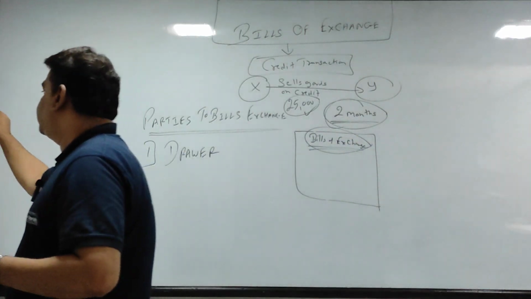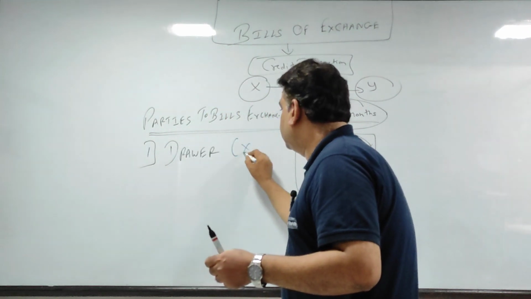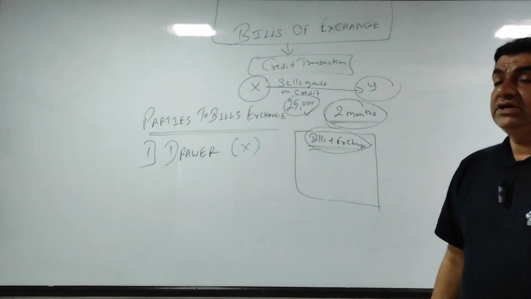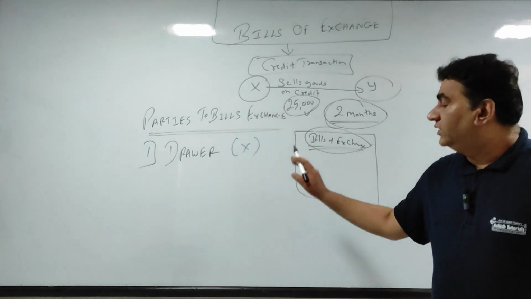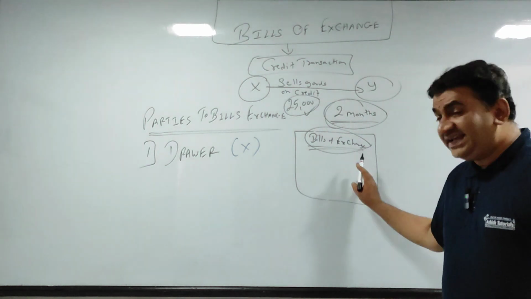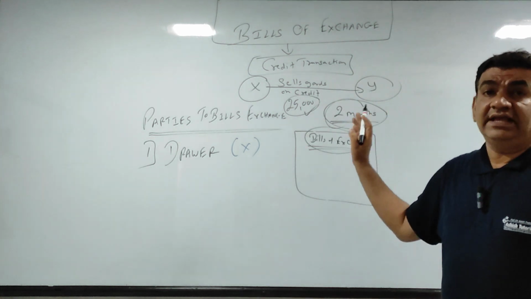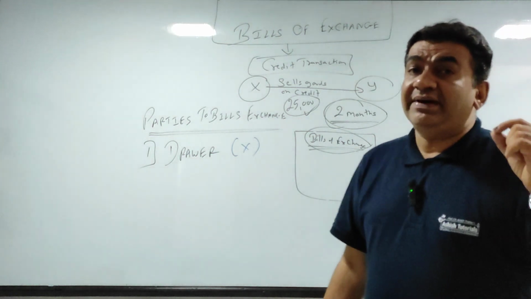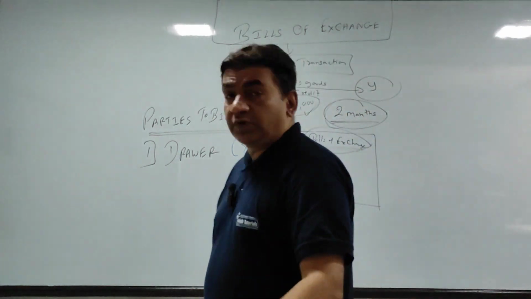I'm putting in brackets, in this case, drawer is Mr. X. Got it? So the first party to bill of exchange is drawer. Drawer is the person who makes this document, who gets this document done. He draws a bill on Y where Y will agree to pay. So the first party is drawer, जो बिल बनाएगा जिसको पैसा लेना है. Understand, very important because Proforma is based on this one.